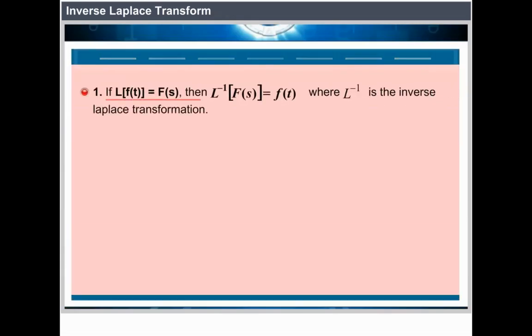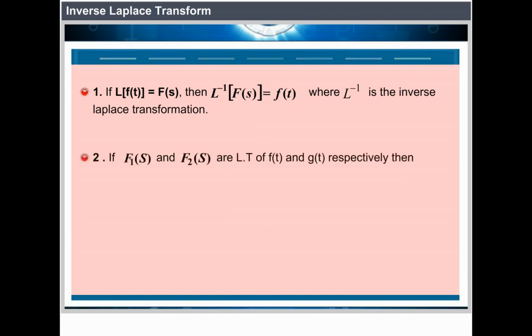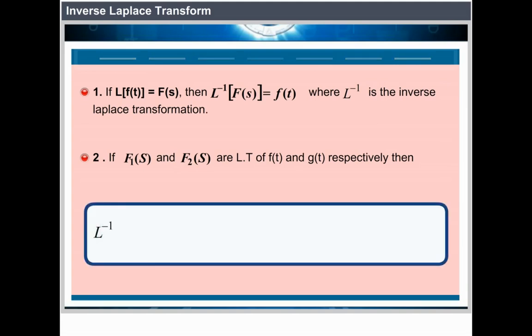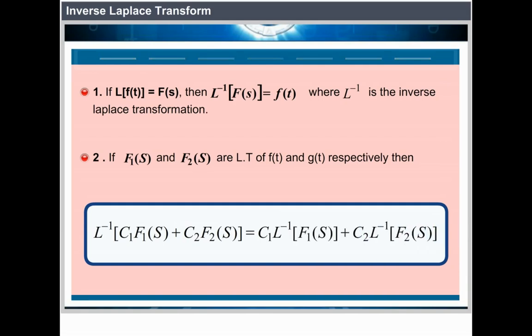Inverse Laplace Transform. Number 1. If L of f of t equal to capital F of s, then L inverse of capital F of s equal to f of t, where L inverse is the inverse Laplace transformation. Number 2. If capital F1 of s and capital F2 of s are Laplace transforms of f of t and g of t respectively, then L inverse of C1 into F1 of s plus C2 into F2 of s equal to C1 into L inverse of F1 of s plus C2 into L inverse of F2 of s.